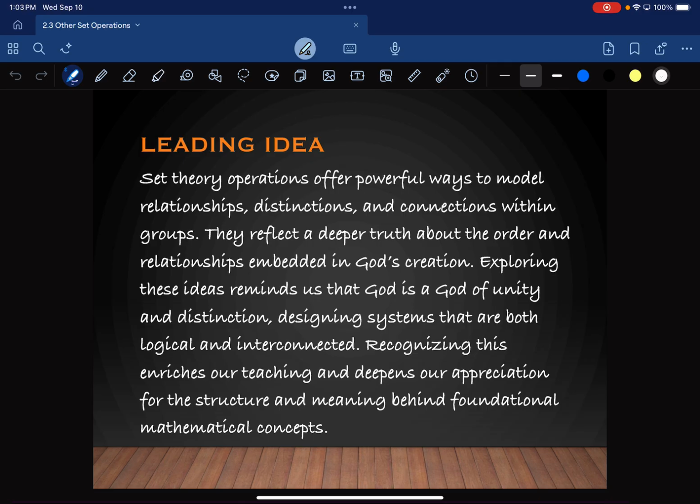They reflect a deeper truth about the order and relationships embodied in God's creation. Exploring these ideas reminds us that God is a God of unity and distinction, designing systems that are both logical and interconnected. Recognizing this enriches our teaching and deepens our appreciation for the structure and the meaning behind foundational mathematical concepts.